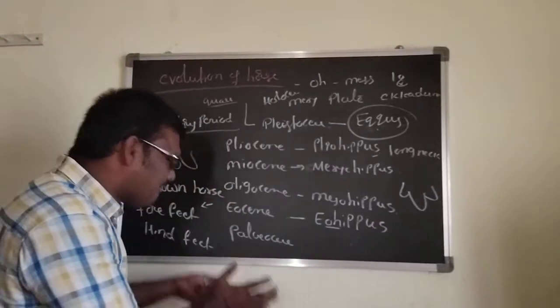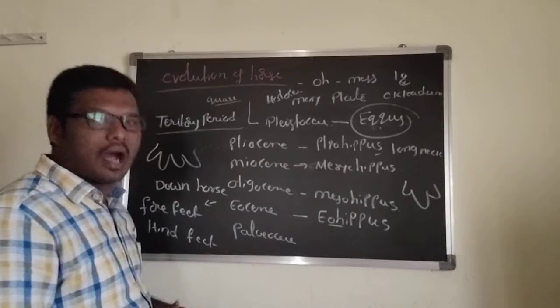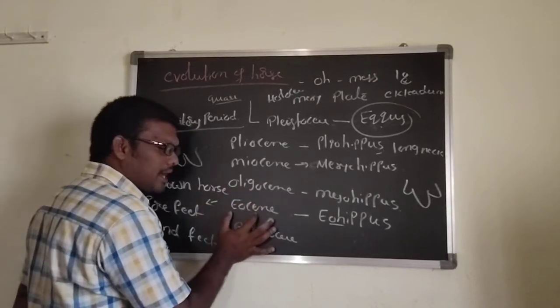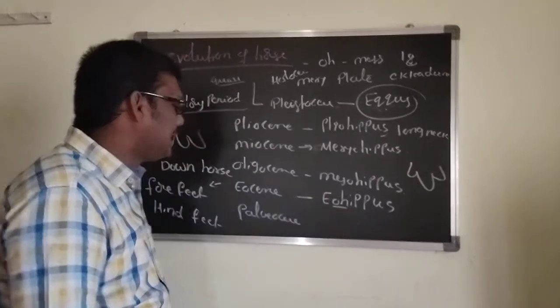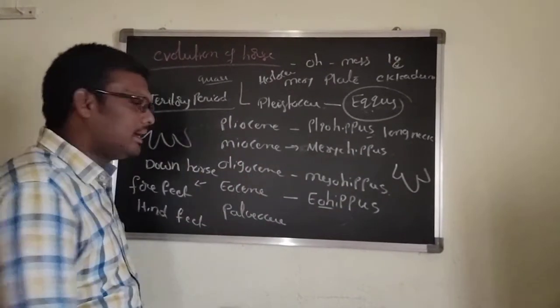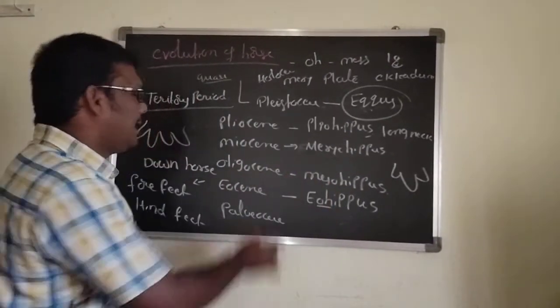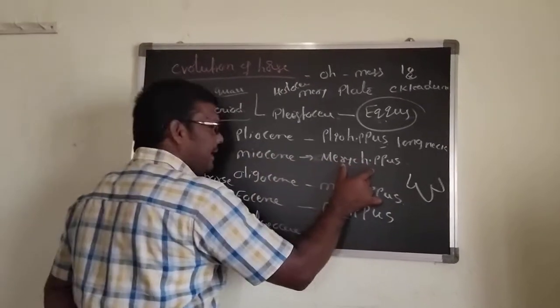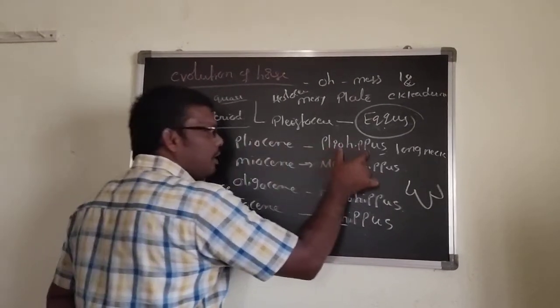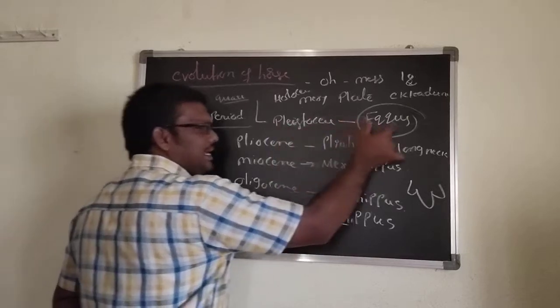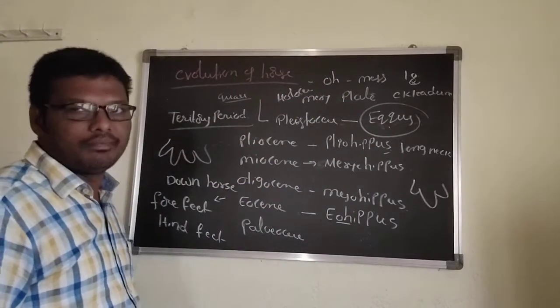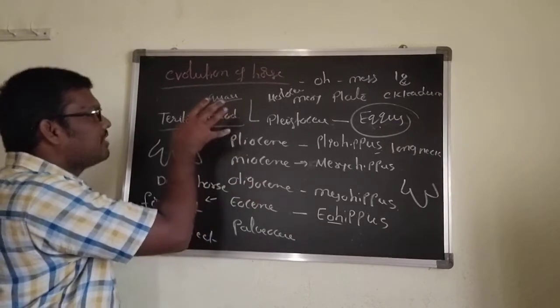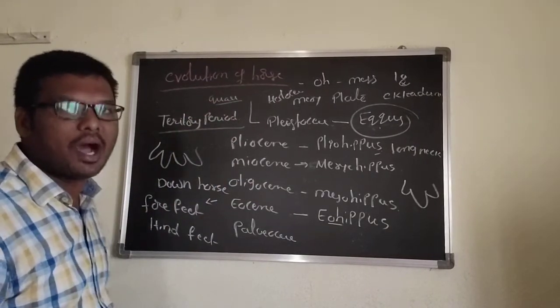That's why the evolution of the horse first evolved in the Eocene. At that time it was named Eohippus. Later, in the Oligocene, Mesohippus. Later, in the Miocene, Merychippus. Pliocene, Pliohippus. Pleistocene, Equus. From there the horse continues to exist. This is the characteristics of the evolution of the horse.